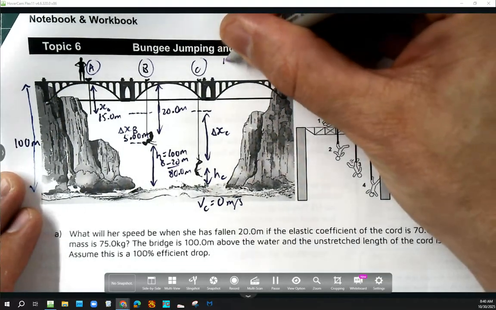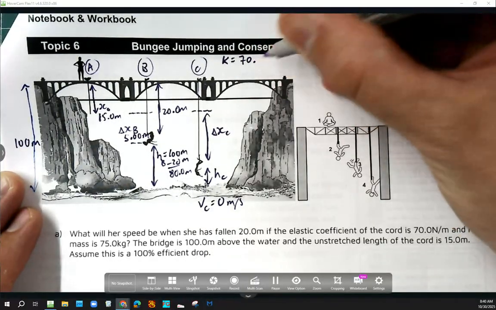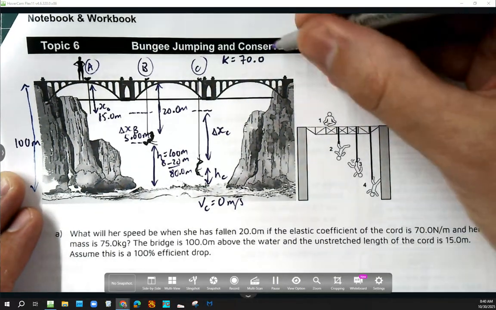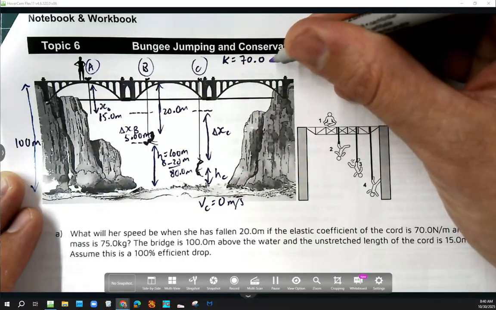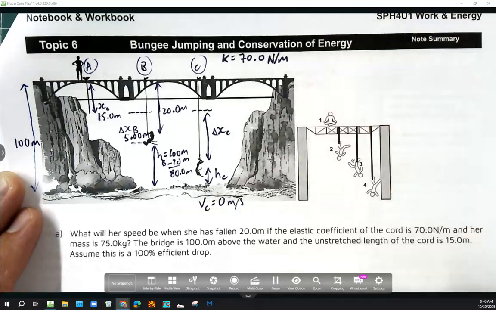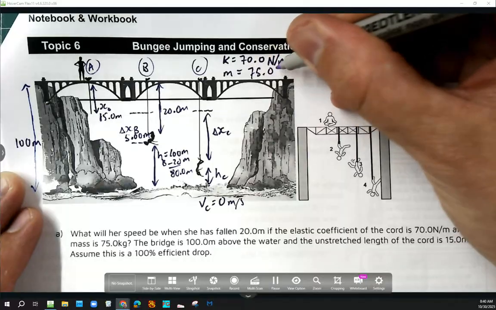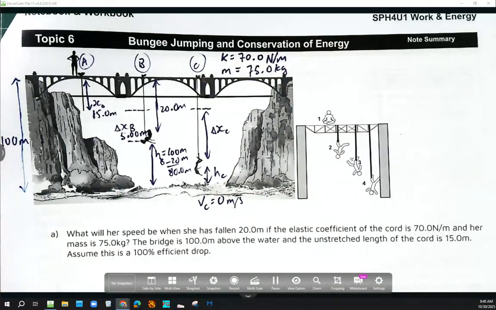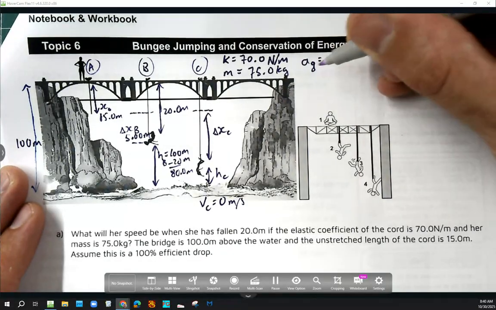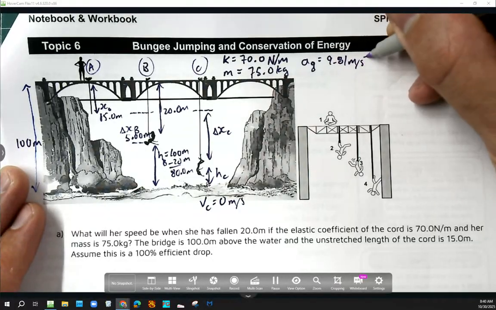For this particular bungee cord, I want to give a K value. Let's just say that we've done an experiment to figure out its K value. We've applied a variety of forces. We figured out what the force versus stretch length is and the slope of that graph. And we found it to be 70 newtons per meter. And we say that the mass of this person is 75.0 kilograms. And let's just say that here, where we do this little bungee jump, let's call the acceleration due to gravity, the acceleration in the y direction, 9.81 meters per second squared.